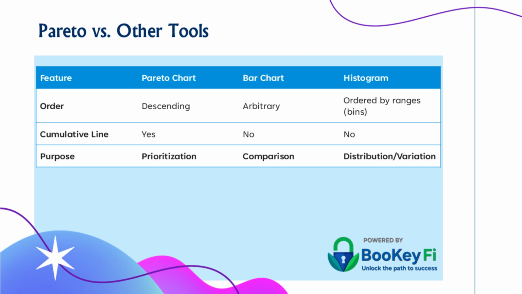Finally, we look at the purpose. A bar chart is used for simple comparison between categories, and a histogram is used to show the distribution or variation in a set of data. The Pareto chart, however, is specifically designed for prioritization, helping you decide exactly which problem to tackle first.